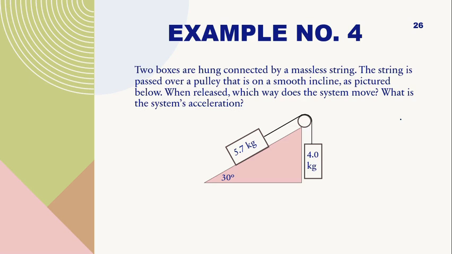Example number 4. Two boxes are hung, connected by a massless string. The string is passed over a pulley that is on a smooth incline, as pictured below. When released, which way does the system move, and what is the system's acceleration?